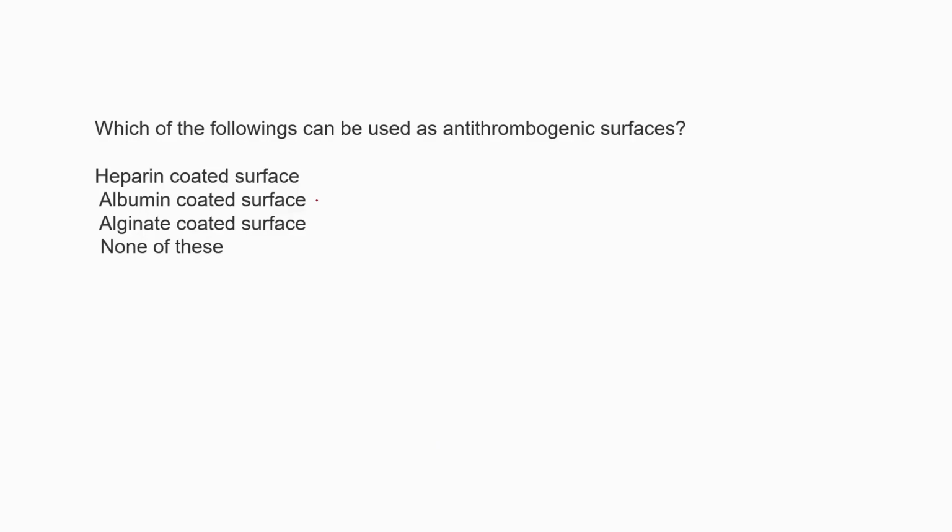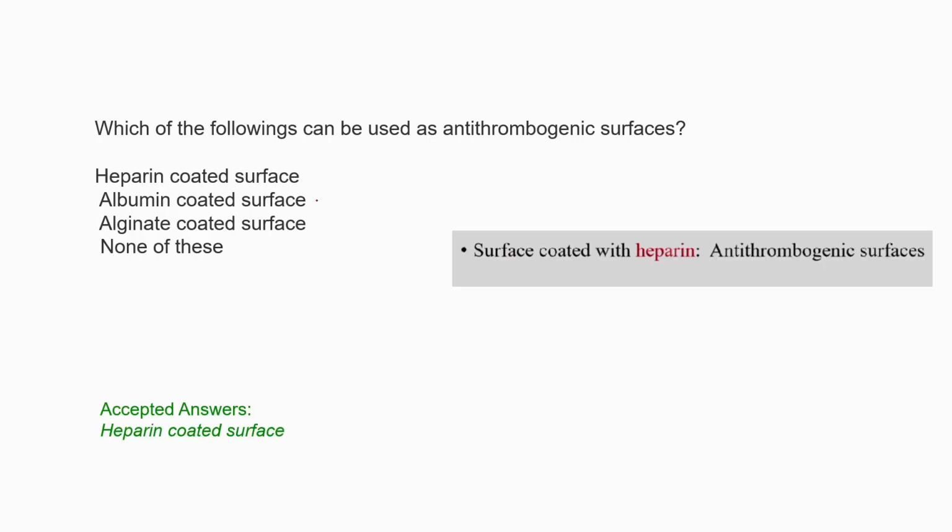Here's the next question. Which of the following can be used as anti-thrombogenic surfaces? Options are heparin coated surface, albumin coated surface, alginate coated surface, or none of these. Which of the following can be used as anti-thrombogenic surfaces? So the correct answer would be heparin coated surface.